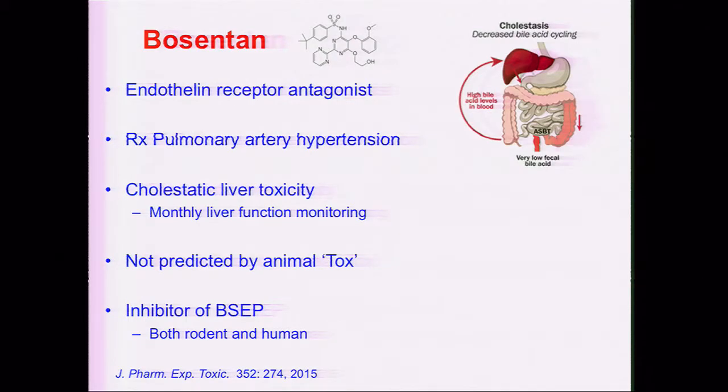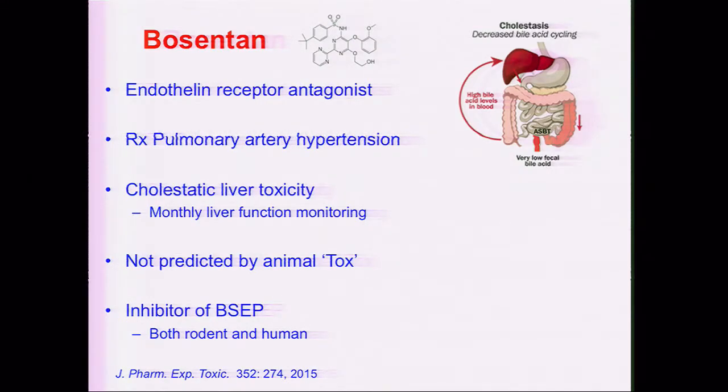So then we went on with a second drug with a more subtle toxicity. Bosentan is an agent used to treat people with pulmonary artery hypertension, and it's moderately effective for a very severe disease. It's an endothelin receptor antagonist. Preclinically, it was very clean. No toxicity in animal models.